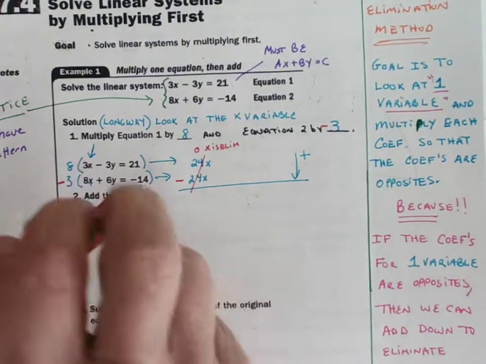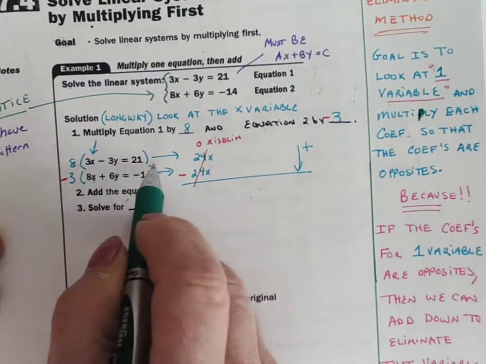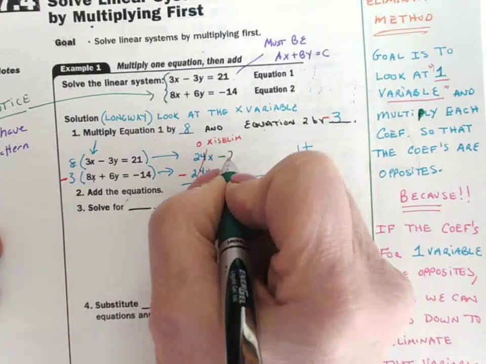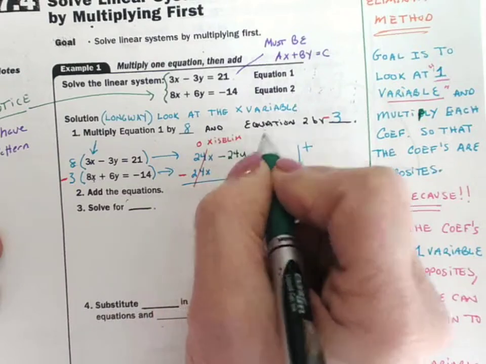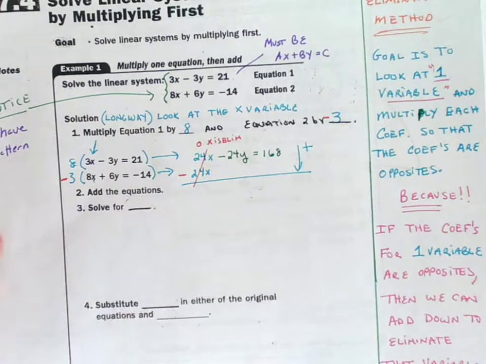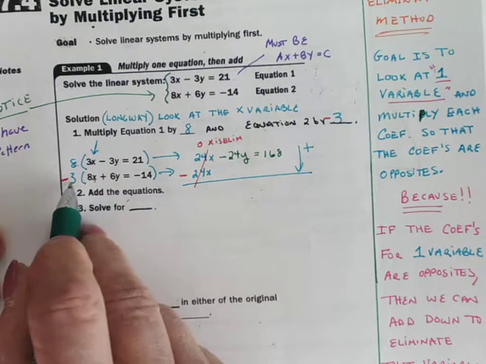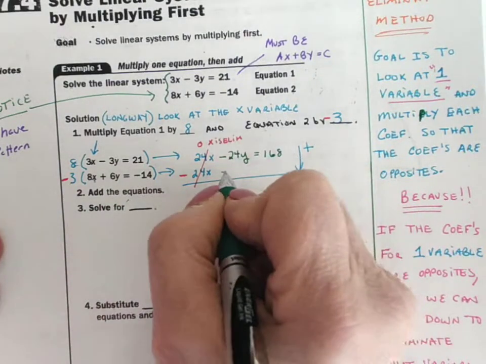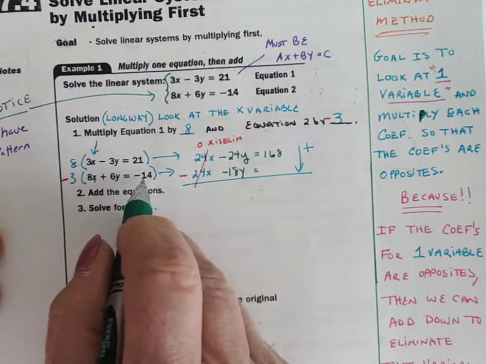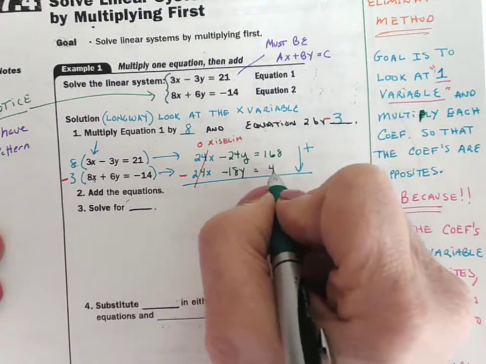Now to finish this up, I have to multiply the 8 times everything here. So this is going to give me 8 times negative 3, then negative 24y. 8 times 21 is 168. Then I have to multiply the bottom equation by negative 3. Negative 3 times 6 is negative 18y. Negative times a negative is a positive. 3 times 14 is 42.